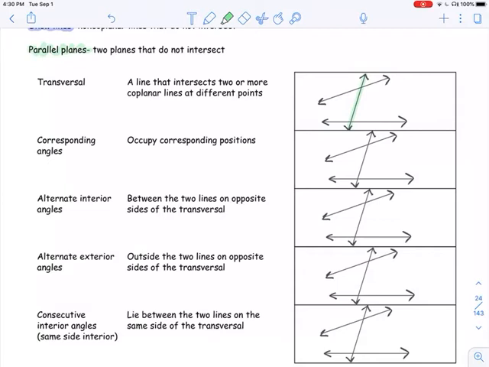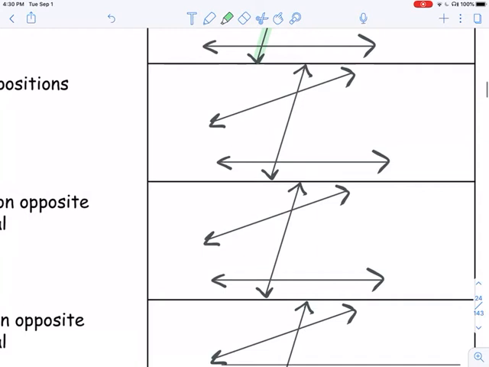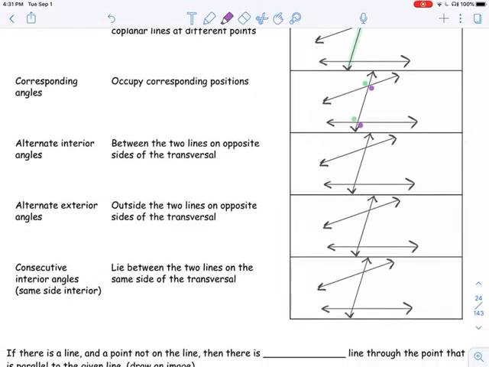So we have corresponding angles, and they're angles that occupy corresponding positions. So we're going to follow our transversal, and with the top line, if I choose this that's in the top left, then I'm going to choose this one that's in the top left. And in the same way, if I choose the bottom right here, then I'm going to choose the bottom right here. And there are two other pairs of those angles there as well.